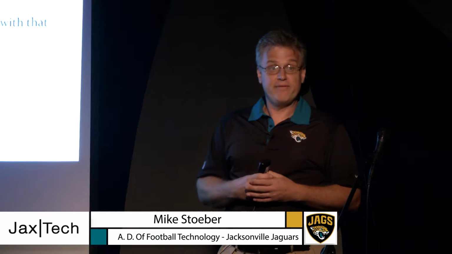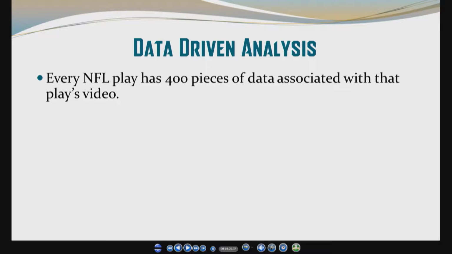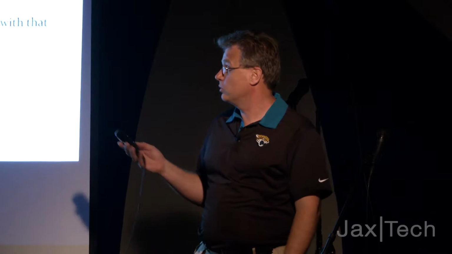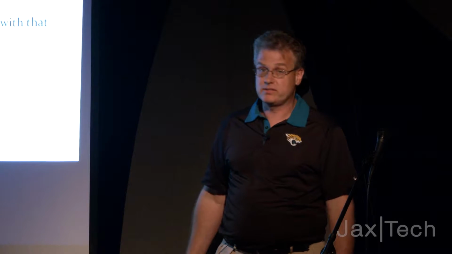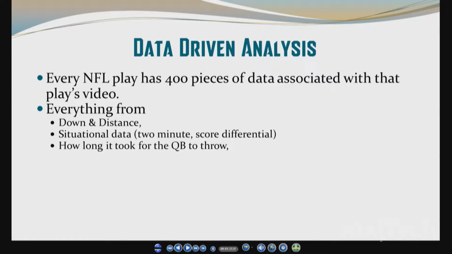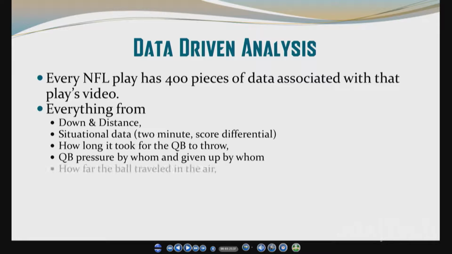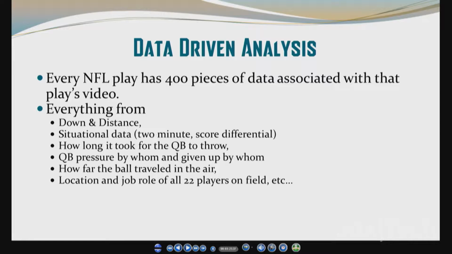Data analysis. Every single play in our system has about 400 pieces of data associated with it, and that allows us to quickly filter and get to what a coach wants. Everything from down and distance, situational data, how long it took the quarterback to throw the ball, if it was quarterback pressure, who pressured, where they came from, who gave it up, how far the ball traveled in the air to where it was caught, not necessarily how much it gained, and the location and job role of all 22 players. So all these are separate data fields.